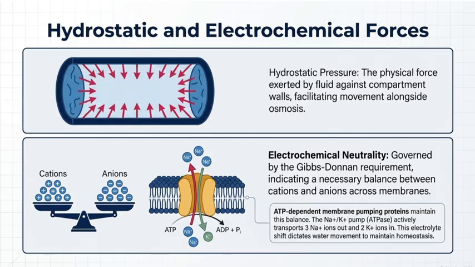It actively pumps three sodium ions out and two potassium ions in. This maintains ionic gradients, which indirectly regulate water movement and cell volume.